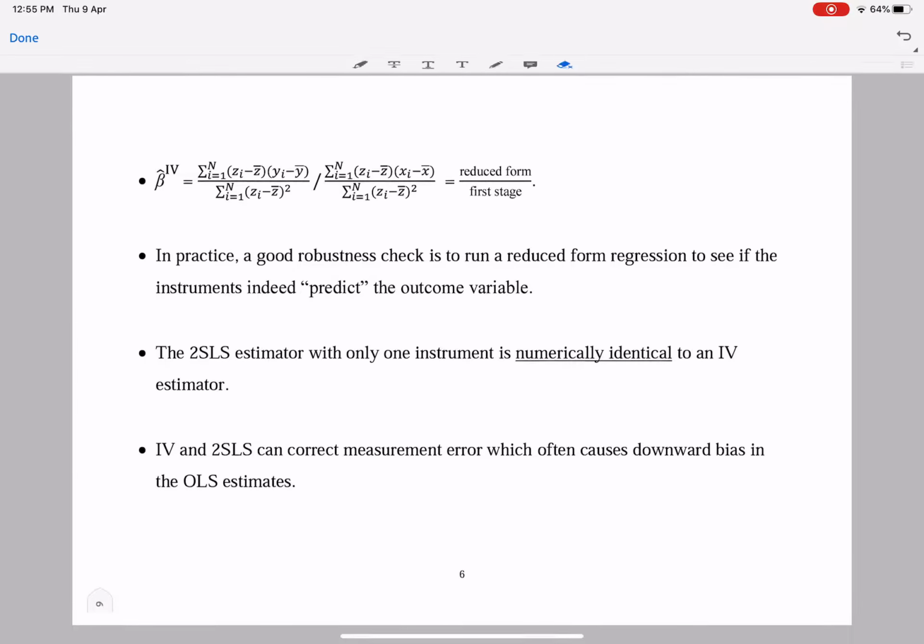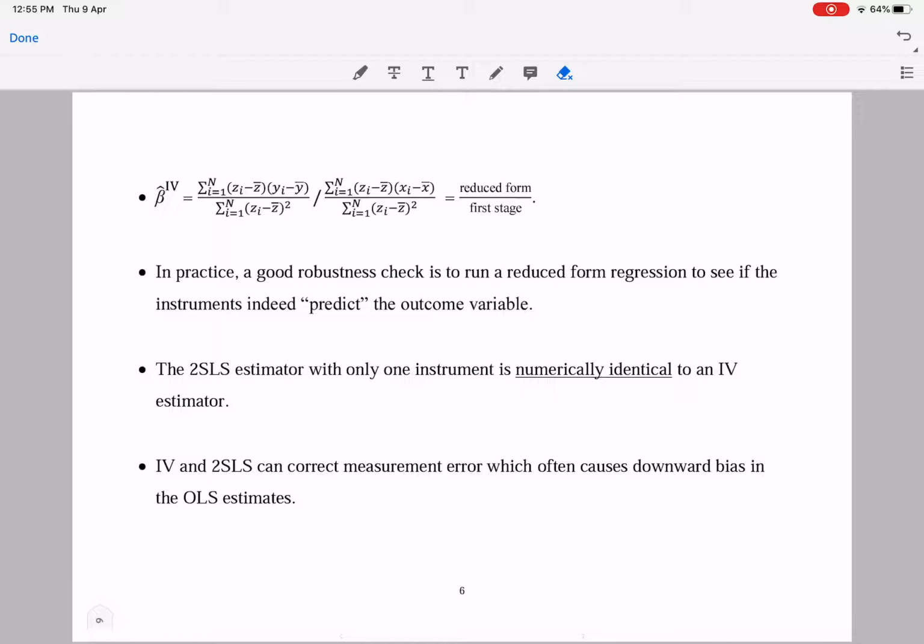Next. First of all, notice that you can rewrite your IV estimator as this. This is the reduced form, right? This is from regressing y on z, and the first stage, this is from regressing x on z. So you can see that the IV or the two-stage least squares estimate in general is the ratio of the reduced form over the first stage.